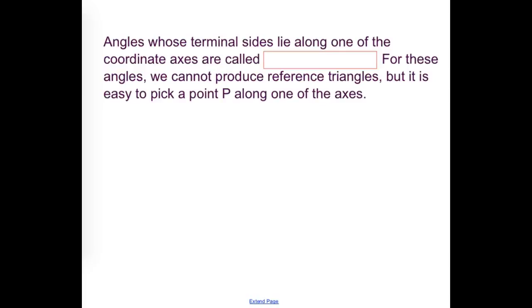We are continuing section 4.3. This is day 2. We didn't quite get to the quadrantal angles yesterday. These are angles where the terminal side lands on an axis. They call them quadrantal angles. For these angles, we cannot produce a reference triangle, but it will be easy to either pick a point or be given a point on an axis, and we can still think of our x, y coordinates, our r value. We can still manipulate that formula.